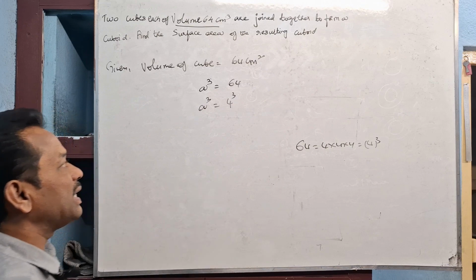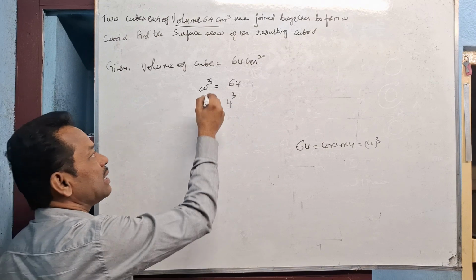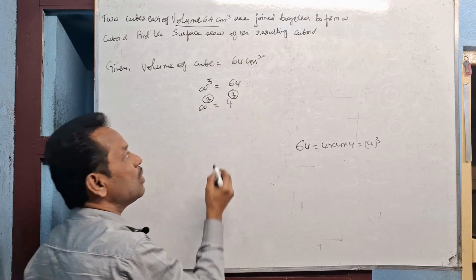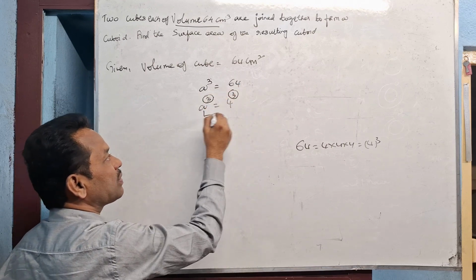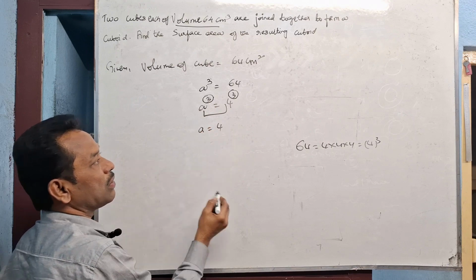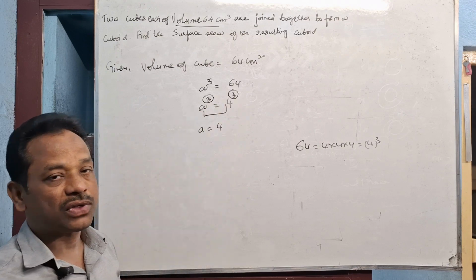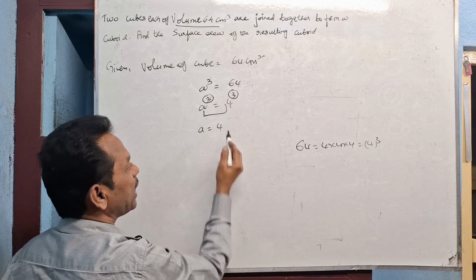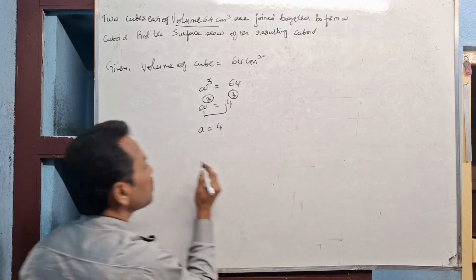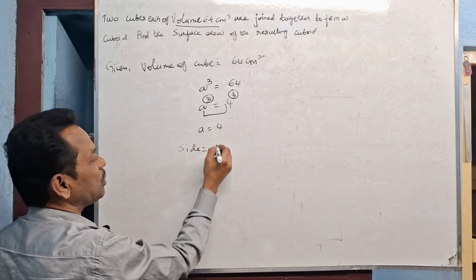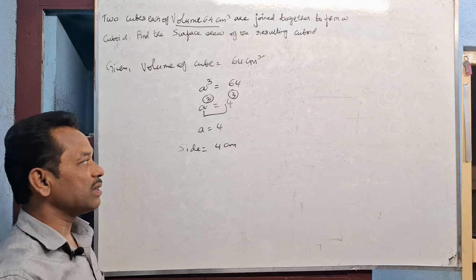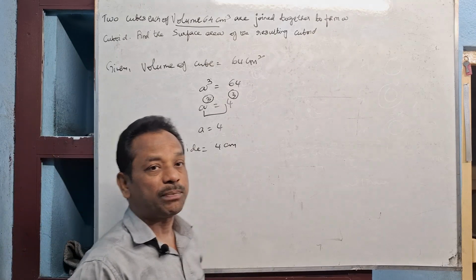Now, children, observe the LHS and RHS. In the LHS, the power is 3, and in the RHS also, the power is 3. So if the powers are the same, we can say a equals 4. When the powers are equal, I can say the base is also equal. Here the base is a, here the base is 4. So a equals 4. What is a? Side of the cube. So we got the side of the cube, 4 centimeters. Now after finding the side, the remaining is just like the previous question.